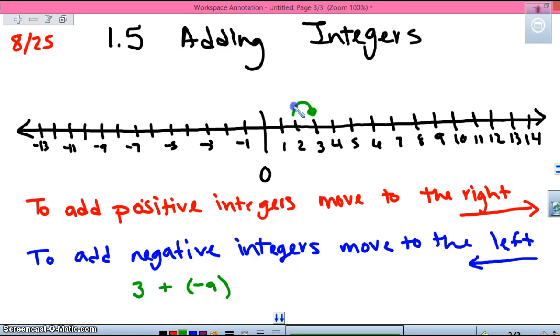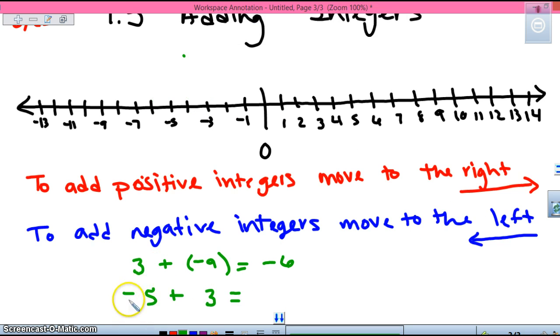Here we go. 1, 2, 3, 4, 5, 6, 7, 8, 9. Where did we land on? Negative 6. That means that 3 plus negative 9 equals negative 6.